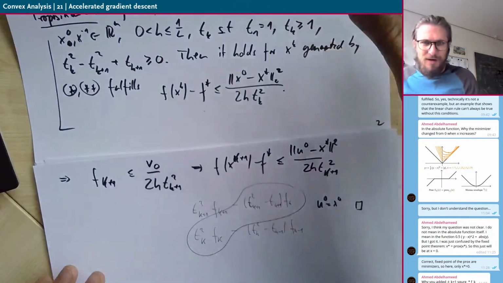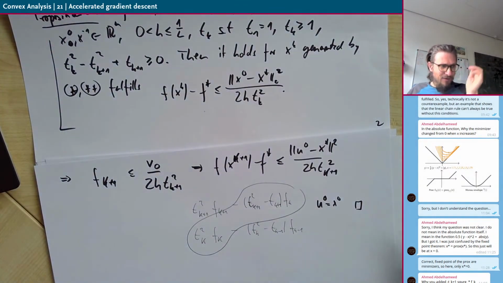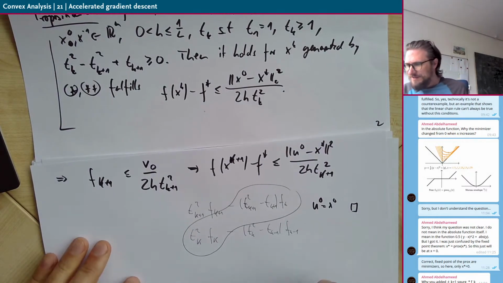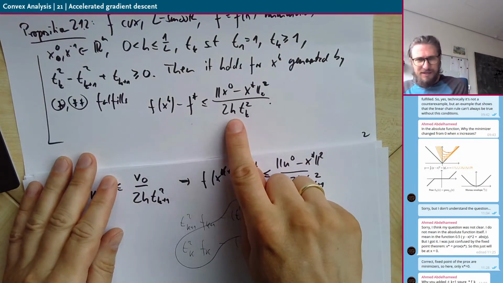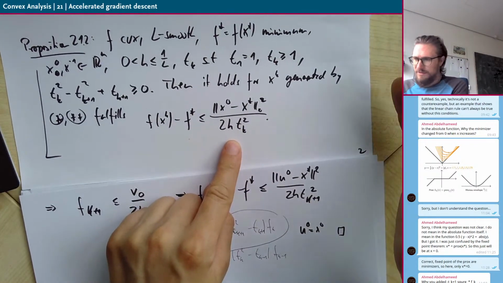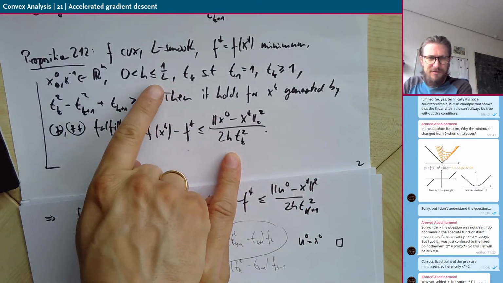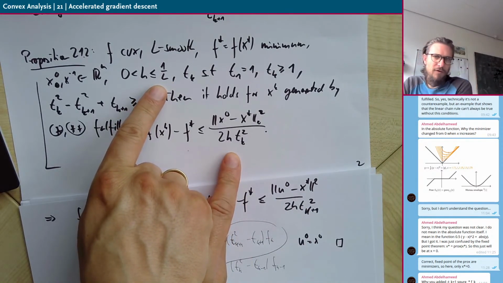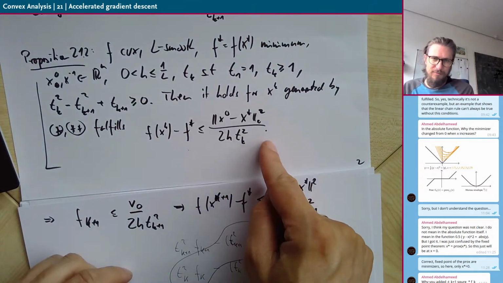Now, how do we get something out of this? How do we choose our parameters? One thing is clear: the step size h, the larger the better. The larger the h, the smaller the right hand side. But we have an upper bound which we needed in the derivation, so setting h to 1 over L is the best we can do.